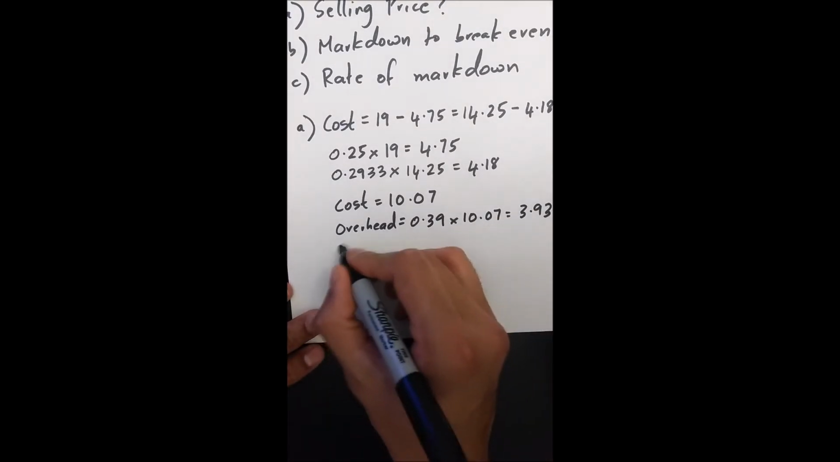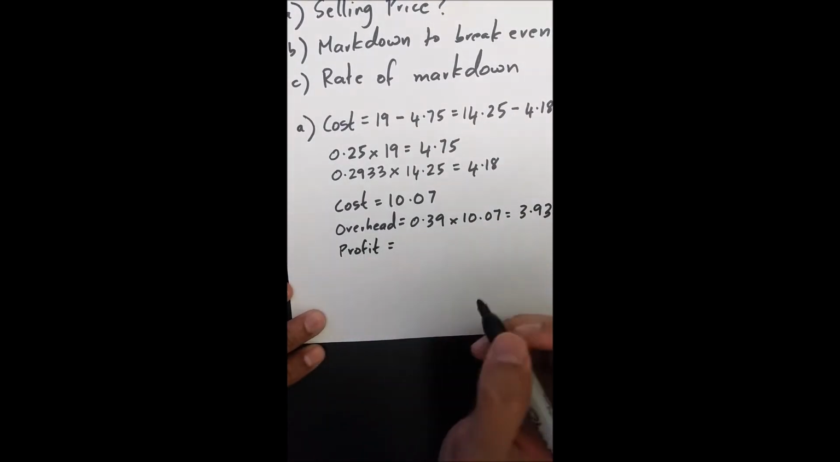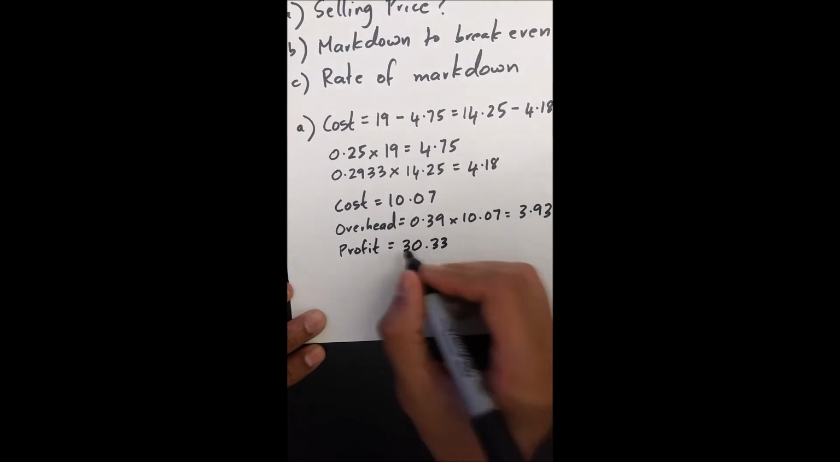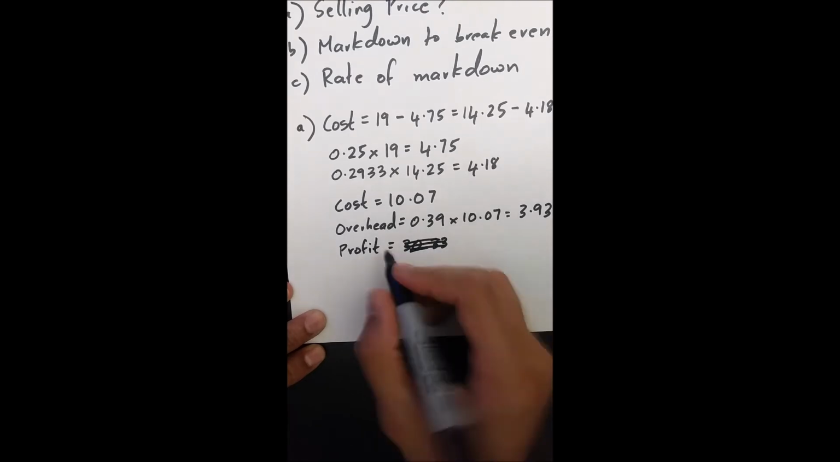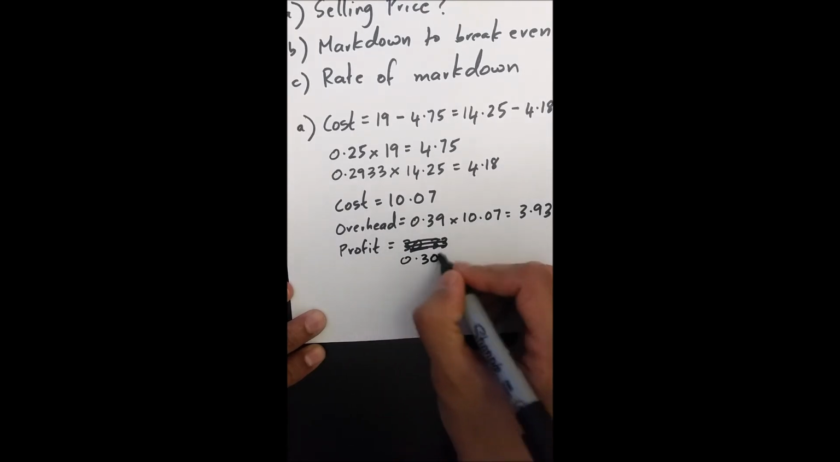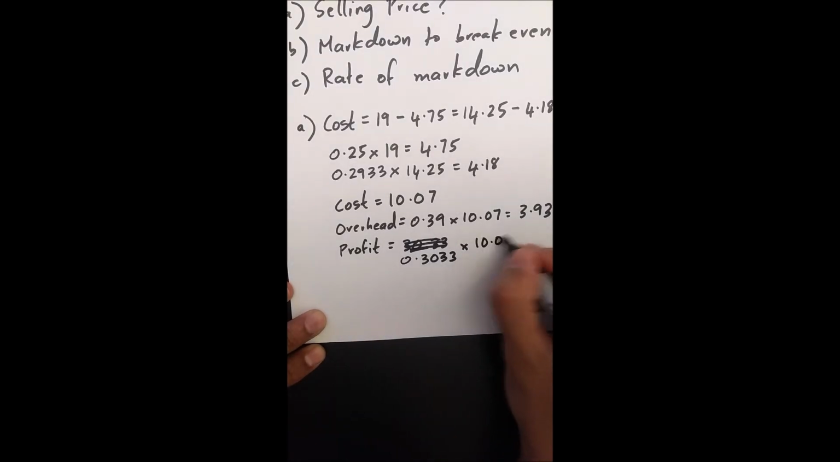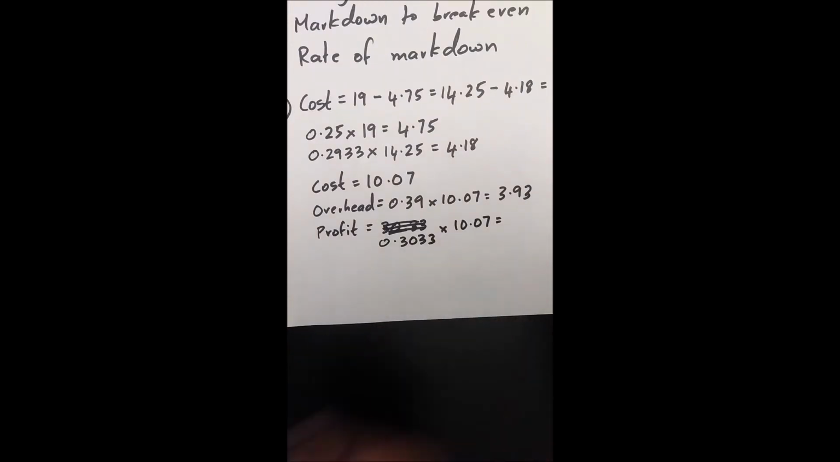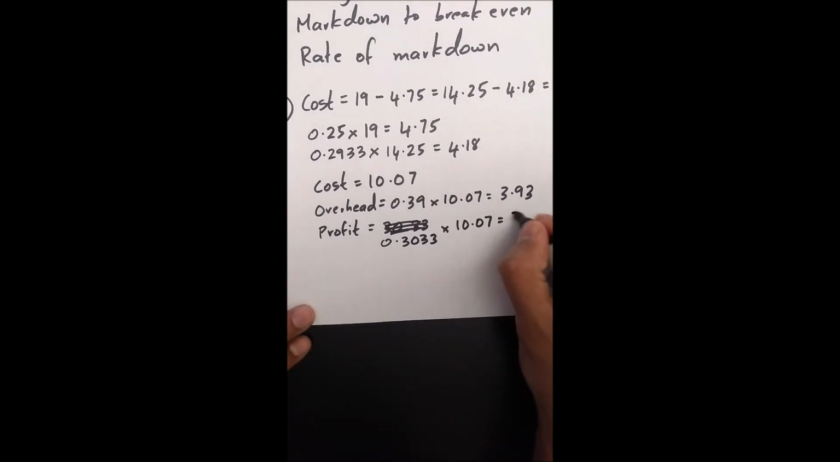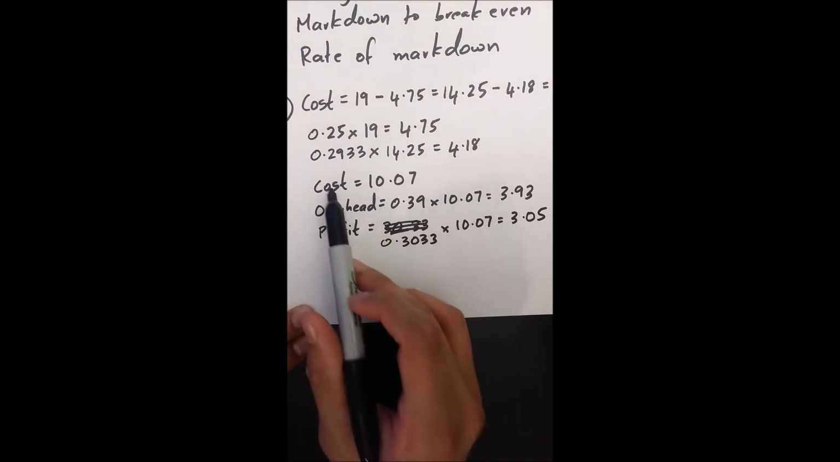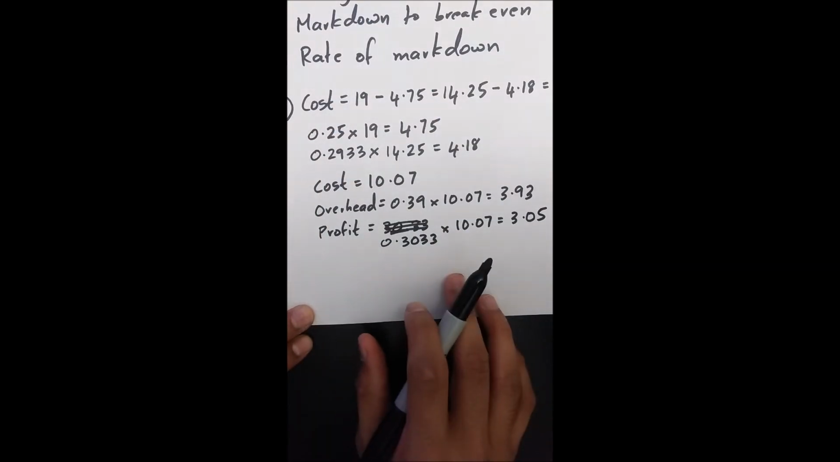So you know that profit equals 30 1/3%, 0.3033, convert that to a rate, times cost, which is 10.07, which is $3.05. I know my profit, I know my overhead cost, and I know my regular cost. I can find my selling price now.